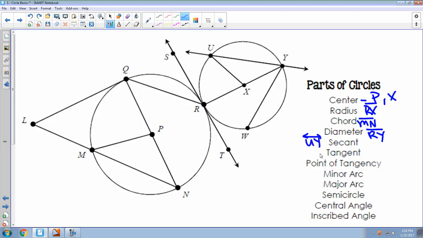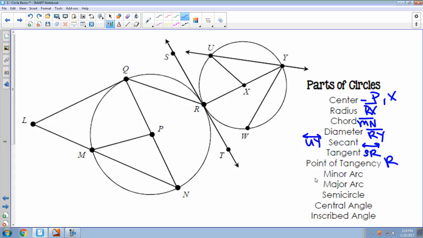For a tangent, we also only have one option. We have this one right here. It touches both circles at exactly one point. Again, it needs to be a line, but you can use, say, SR, you can use ST, you can use TR. Your point of tangency, there is only one. It is this point R.